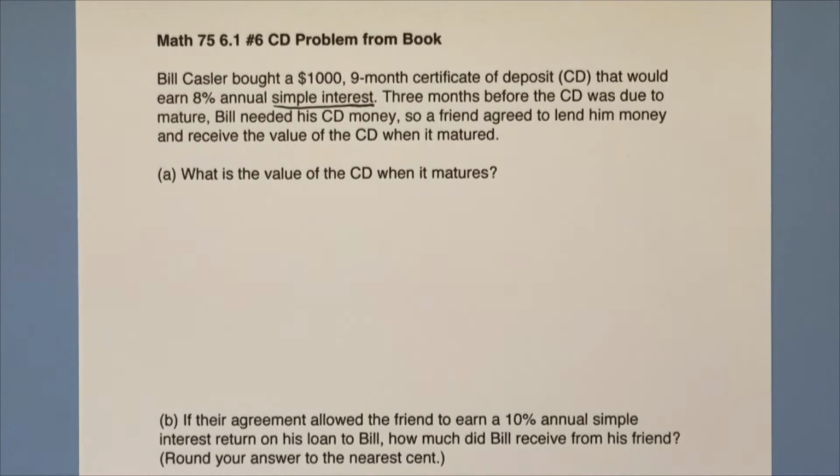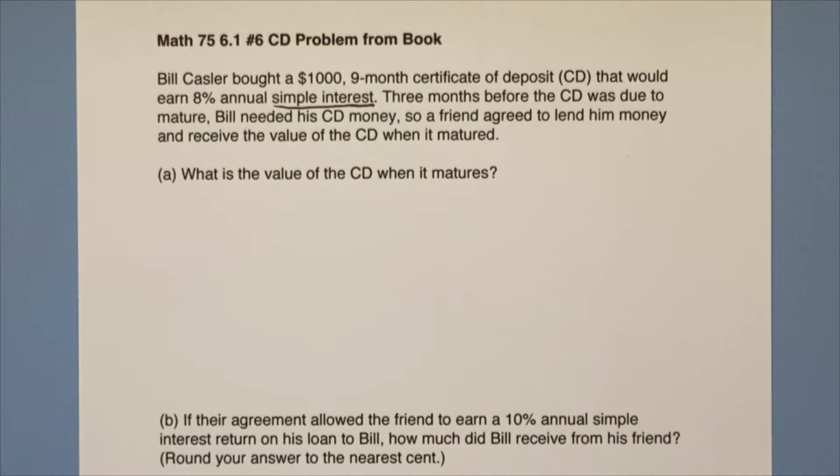Okay, so we got simple interest, and it says 3 months before the CD was due to mature, Bill needed his money. And so this is one thing that is slightly difficult about CDs. They offer you better rates frequently than a savings account or a checking account or a money market account. And that's because you can't get your money out. If you try to get your money out, they charge you a big fee. And sometimes actually you end up with less money than when you started.